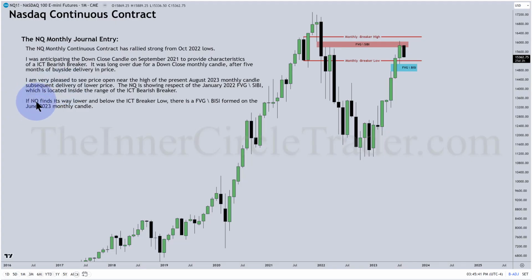And here I say, if NQ finds its way lower and below the ICT breaker low, there's a fair value gap BISI formed on the June 2023 monthly candle. That's this candle right here. Now, over here in this area, you may include other things that you were identifying or saw something in here that you want to make sure you record and build up this area in your understanding.